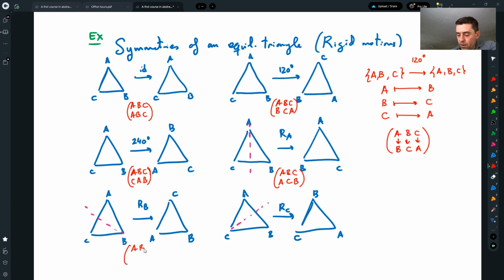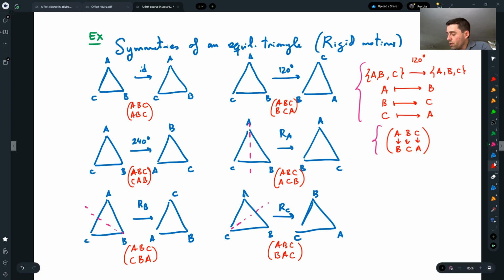In this one, it's B that gets fixed, and C and A got permuted. And in this one, what happened was that C got fixed, and B and A got permuted. Okay, we are going to also abbreviate these. So this is one notation, just as a function. This is another notation, and even simpler is that I'm just going to record where they went to.